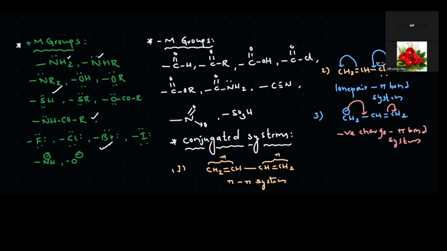Next, another example. Fourth one: CH3 CH minus, CH2 plus is given. Here the negative charge donates electrons to the positively charged carbon atom. So this is also one kind of conjugated system, a negative to positive system.